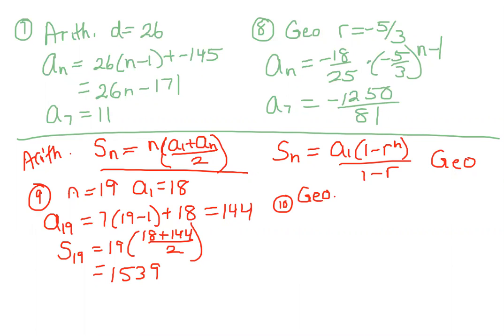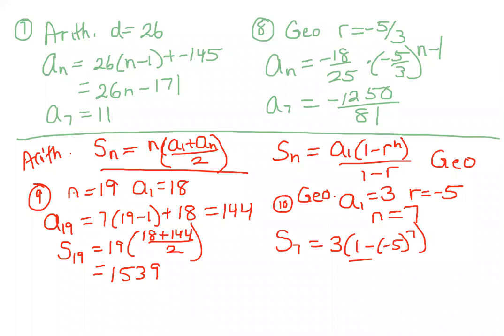Okay, number 10 happens to be geometric. It goes back and forth between positive and negative. So A1 is 3, R is -5, and N is 7. So we're going to use this geometric equation, and we're going to say 3 times 1 minus -5 to the 7th, over 1 minus -5. And doing all of that, you should get this.